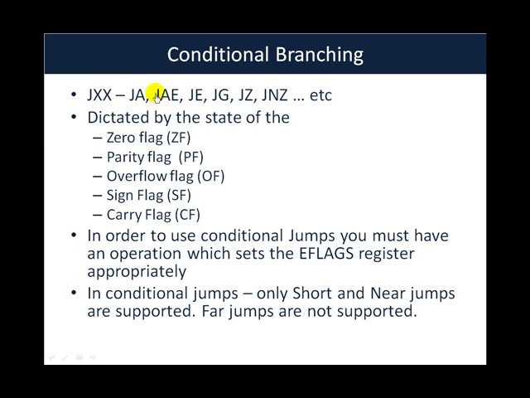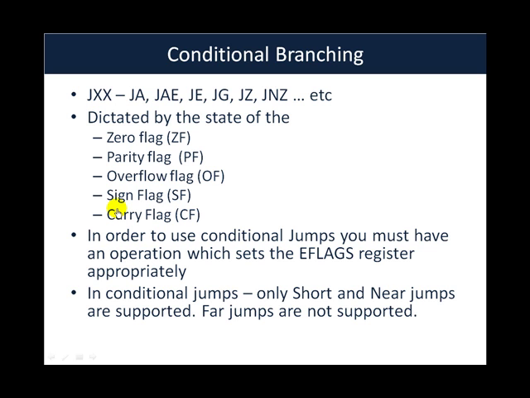So exactly how do these conditional jumps work? Well, basically, whether a conditional jump is going to happen or not is dictated by the state of the various flags in the EFLAGS register, namely the zero flag, the parity flag, the overflow flag, the sign flag, and the carry flag. While various instructions are executing in an assembly language program, the processor sets many of these flags appropriately based on the result of those operations.